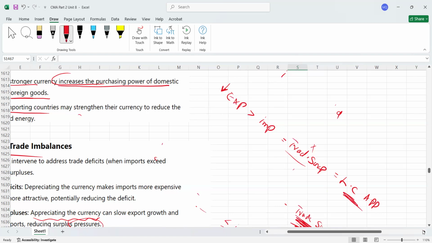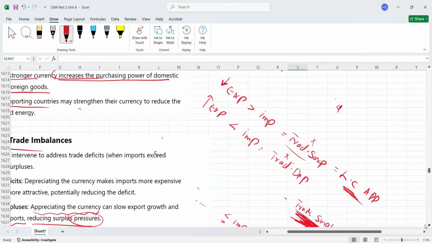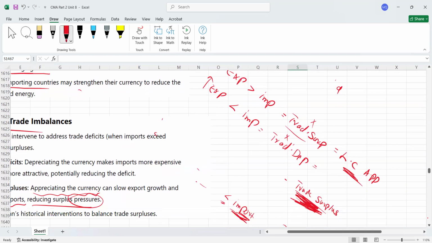And second scenario, what is trade deficit? When your exports are less than imports, this is called trade deficit. If I want to remove trade deficit, it means I have to increase the export. And if I want to increase the export, I have to depreciate the local currency. This is what you can remember here.